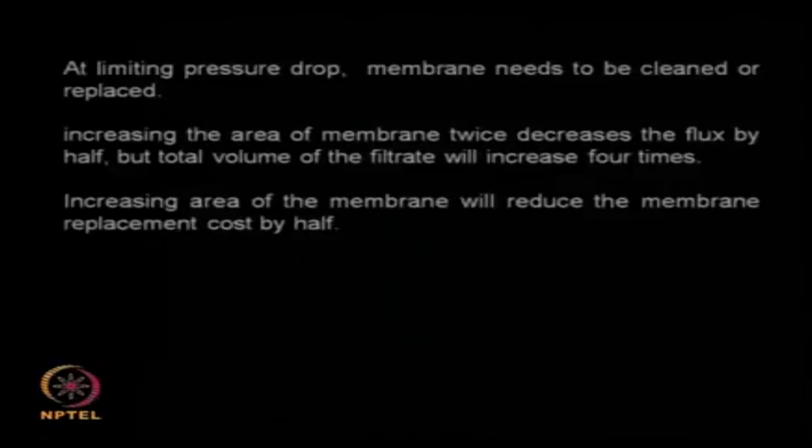Once the pressure keeps increasing slowly because of the deposition of the cake, the membrane needs to be either cleaned or replaced. Sometimes the membrane gets totally compacted, so even if you do a cleaning you will not be able to recover its permeability. At that point you may have to replace your membrane material. Now increasing the area of membrane twice decreases the flux by half, but total volume of the filtrate will increase 4 times.